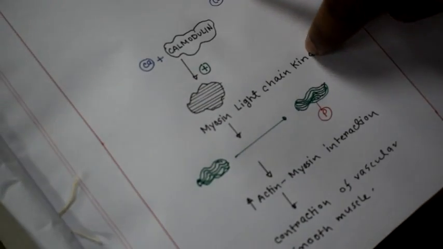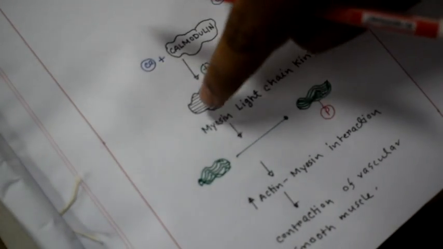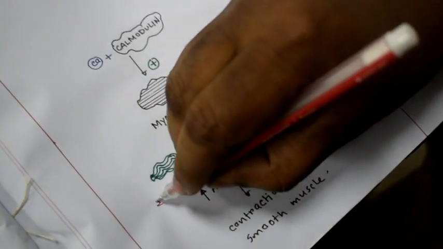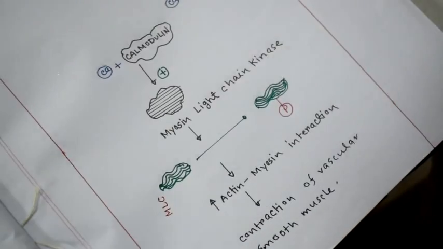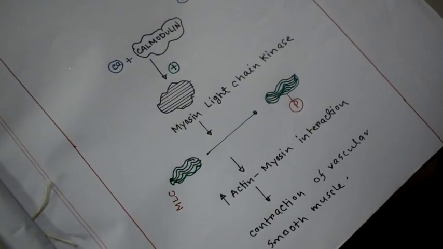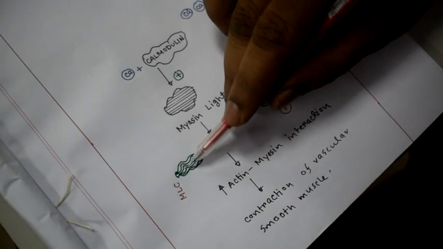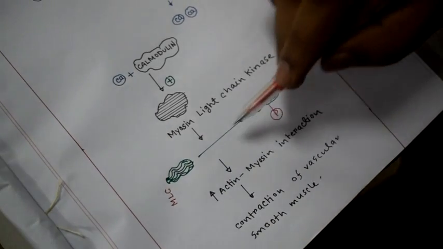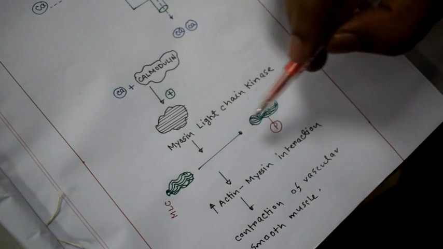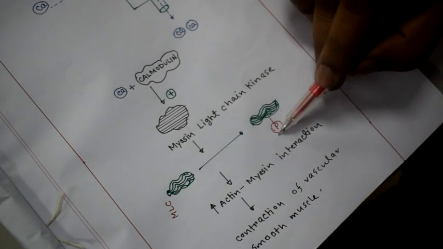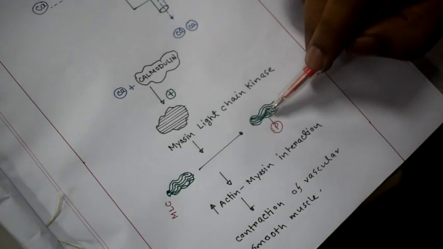So what is the target of myosin light chain kinase? It is very understandable that the target of myosin light chain kinase is myosin light chain. Myosin has both heavy chains and light chains, and myosin light chain kinase only phosphorylates the light chain of myosin. So this is a myosin light chain, and this myosin light chain becomes phosphorylated. You can see the red phosphate group is added on the myosin light chain.